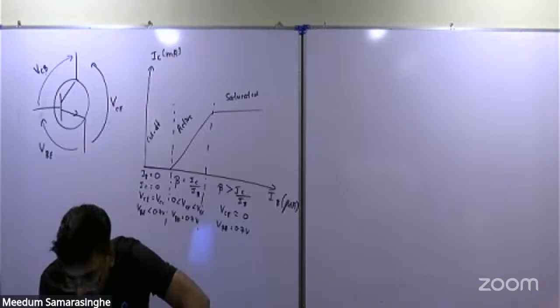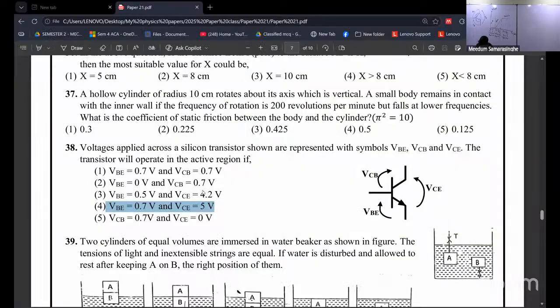So what is the answer? VBE is 0.7 volt, VCE is 5 volt. So in the first case, the transistor is in the cutoff region. Why? What is the reason?